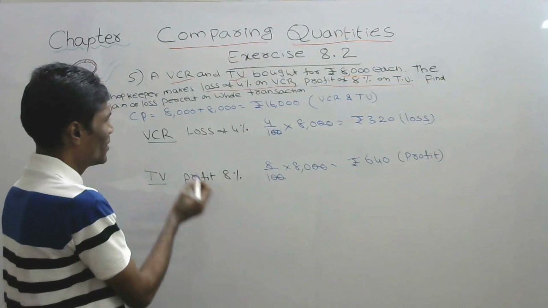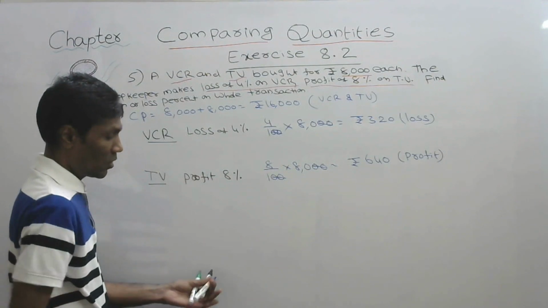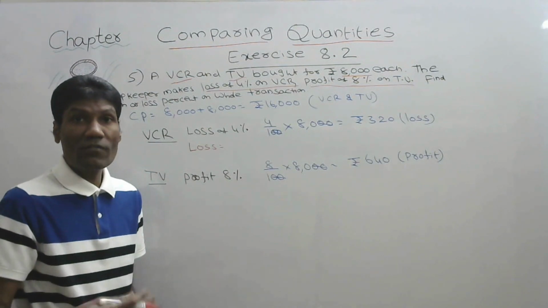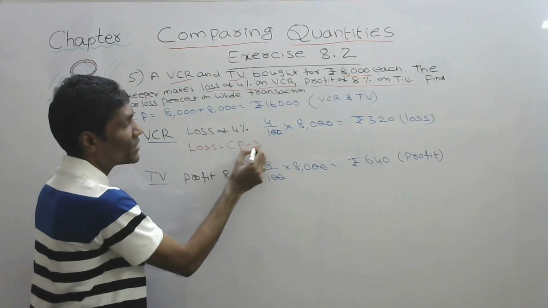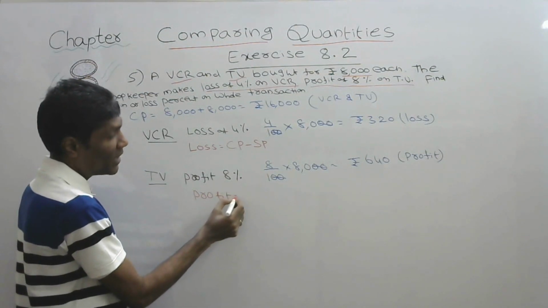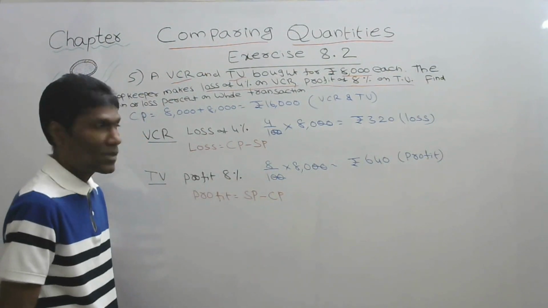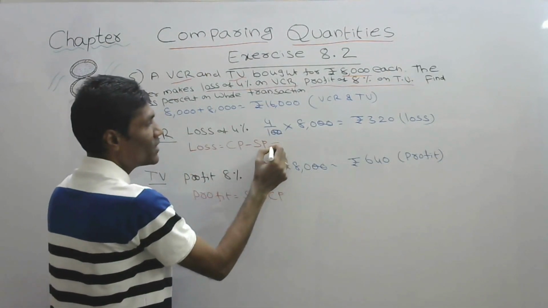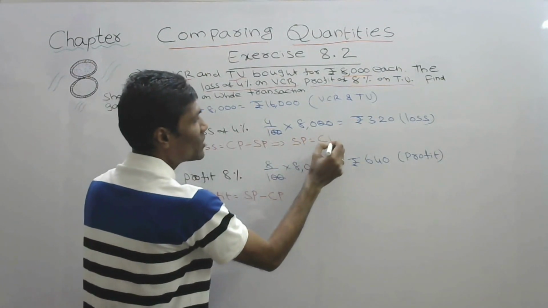Now let us calculate. What is the formula? Loss equals, in a loss which one will be more? The cost price will be more. So CP minus SP. Similarly for profit, the selling price will be more, so selling price minus cost price. So what do we want? We want the selling price here. So the selling price will be CP minus loss.